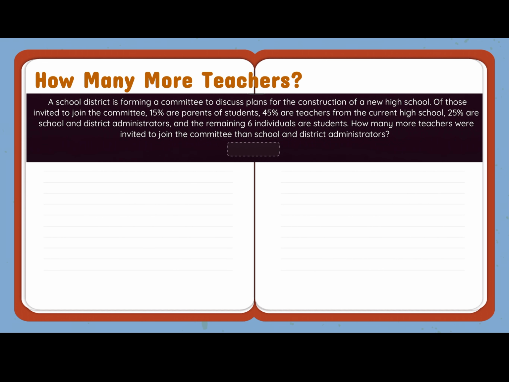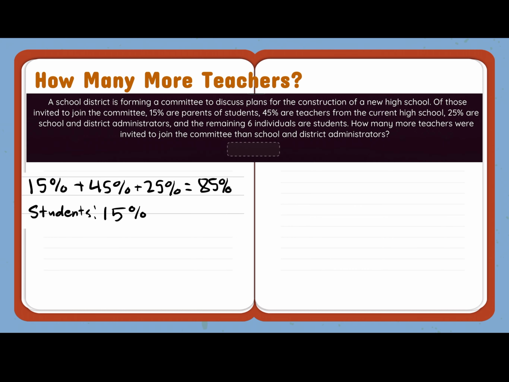Okay, this question gets a little complicated, so there's a lot of steps involved. A school district is forming a committee, and those invited are 15% parents, 45% teachers, 25% administrators, and 6 individual students. So how many more teachers were invited to join the committee than school district administrators? So we're looking at teachers first. When we look at that, we can just add up all the percentages given and find that the students are 15% of the population.